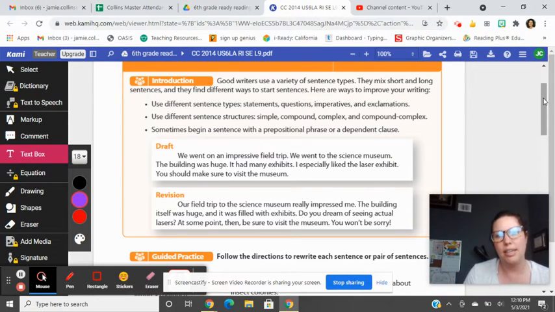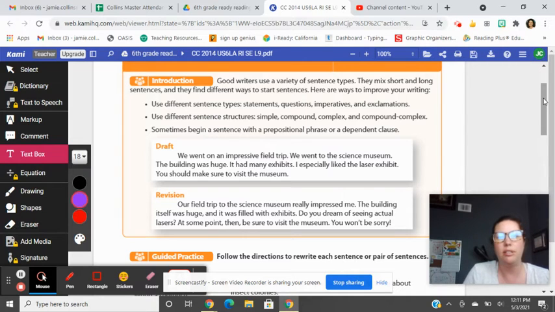Exclamations are obviously exclamatory remarks, right? Yay, let's party, and we use exclamation marks. Okay, use different sentence structures: simple, compound, complex, and compound complex. Sometimes begin a sentence with a prepositional phrase or a dependent clause.